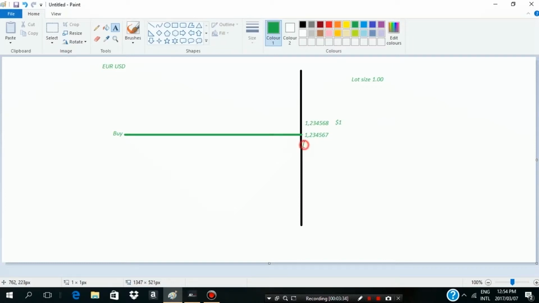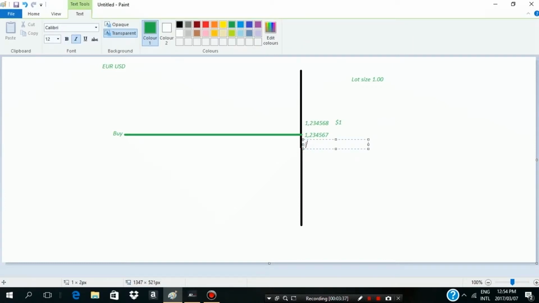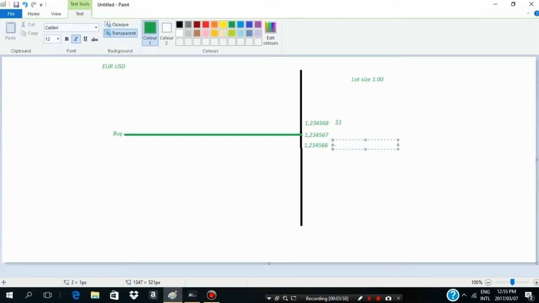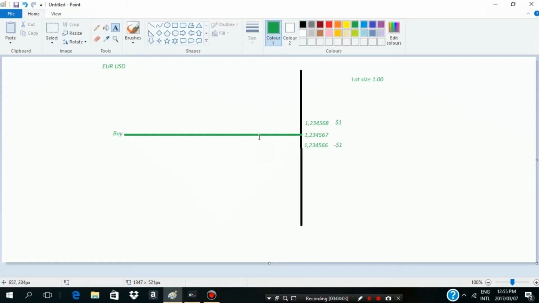But if you are buying and we move down to 1, 2, 3, 4, 5, 6, 6. If we move down to this price, then we will be losing $1. This is what happens when you buy. If you buy and price moves up, you make money. But if you buy and price moves down, you lose money.